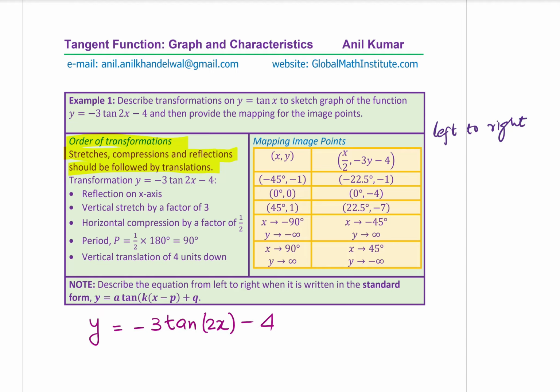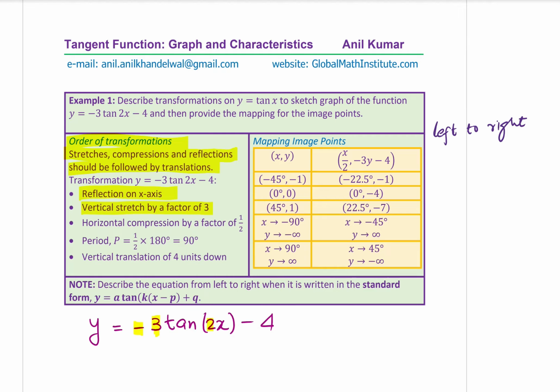So we are going to describe our equation from left to right. So let's begin with minus itself. What does this minus mean? This minus means reflection on the x-axis. The next term here is 3. The 3 is a vertical stretch by a factor of 3. Then we have 2, the k value.